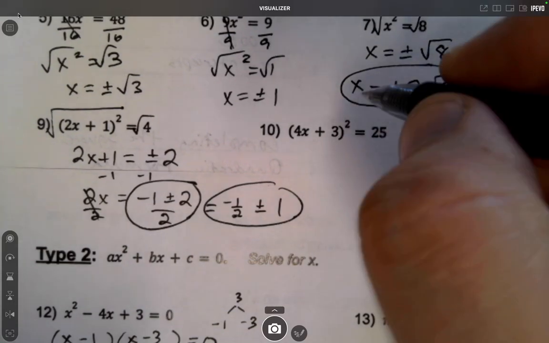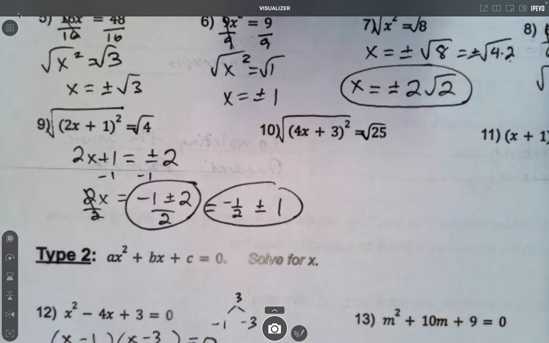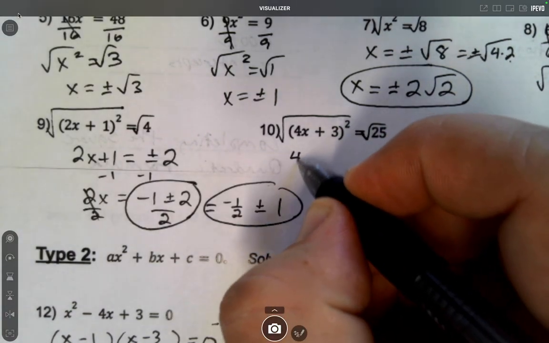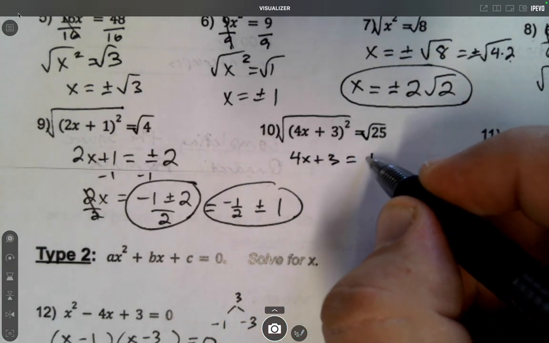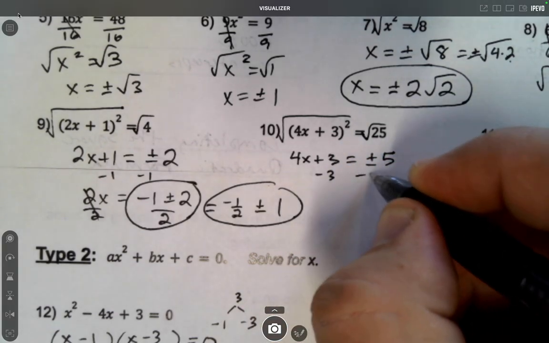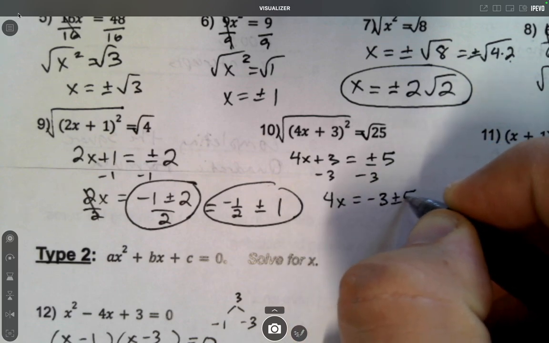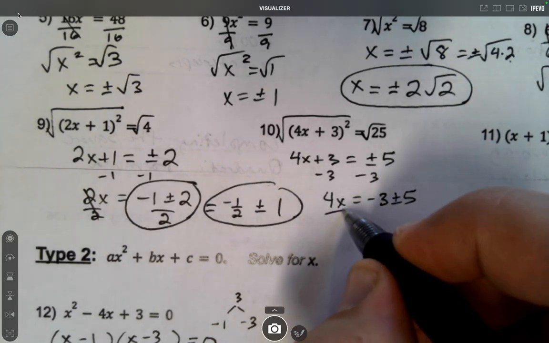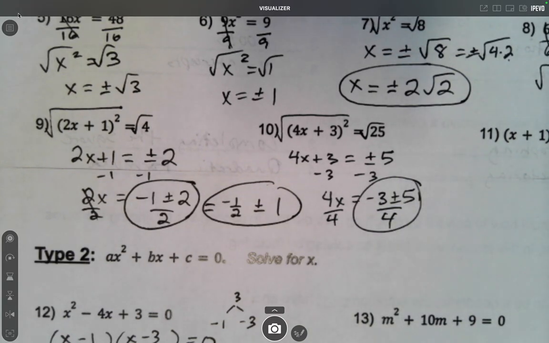Number 10 will have a similar path. Take the square root of both sides. The square root and the squared cancel out. Square root of 25 is plus or minus 5. We'll need to subtract 3 from both sides. And then divide both sides by 4. So our final answer is negative 3 plus or minus 5 over 4.